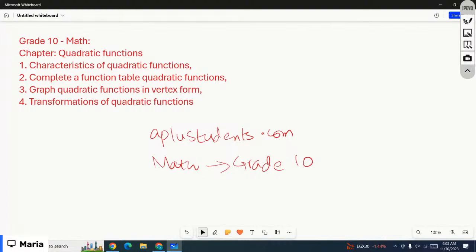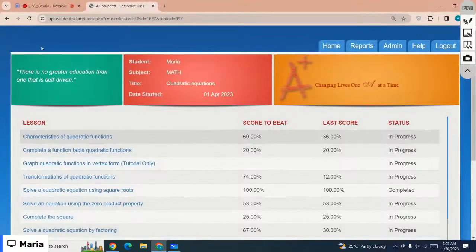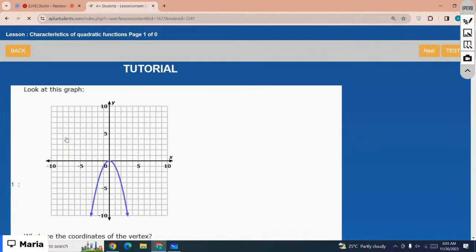We're going to start with the chapter quadratic functions, and the lessons we're going to cover from the chapter are characteristics of the quadratic functions, complete a function table quadratic functions, graph quadratic functions in vertex form, transformations of quadratic functions. So let's just start with the lesson. Here I am on grade 10 math. The chapter is quadratic equations. The lesson is characteristics of the quadratic function. So let's just start with the lesson.